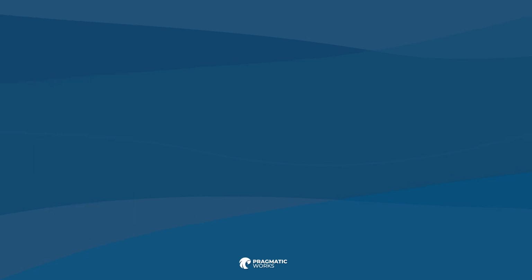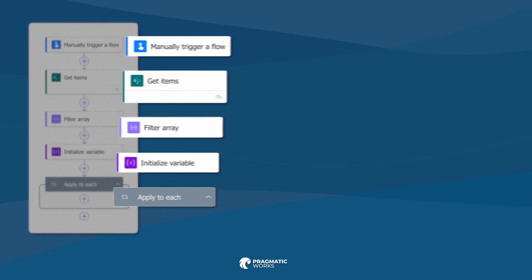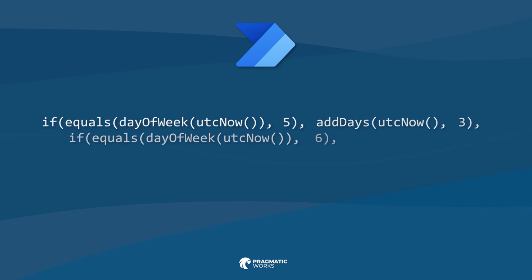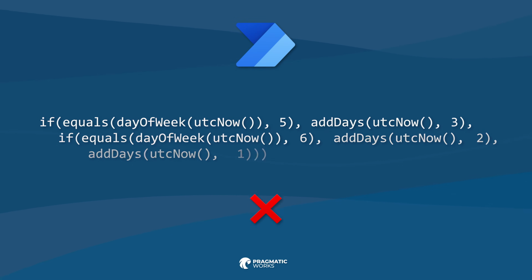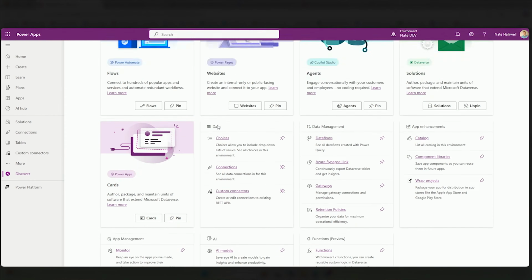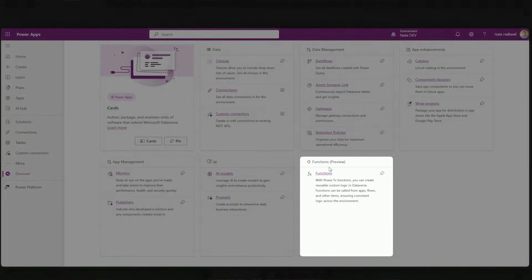Have you ever found yourself building flows and you realize you're using the same design patterns over and over and over? Or if you're anything like me, have you ever found yourself building a flow and you're like, man, I'm not really sure how to do this in Power Automate expressions, but I absolutely know how to do this in Power FX? Well, if that describes you at all, then boy, do I have a cool new feature for you in the Power Platform. It's called functions.